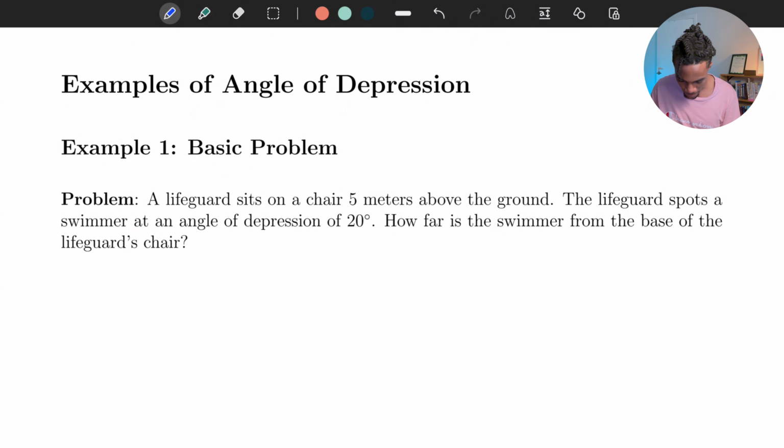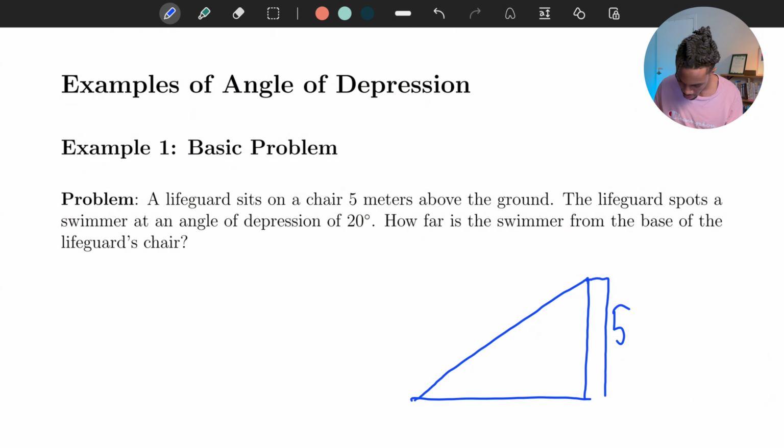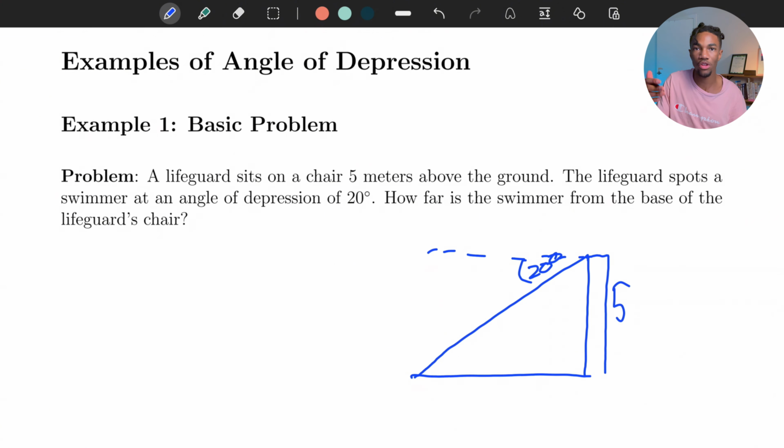Angle of depression. All right, so a basic problem. A lifeguard sits on a chair 5 meters above the ground. So this is him, this is his chair, it's 5 meters above the ground. The lifeguard spots a swimmer at an angle of depression of 20 degrees. So go across, this is 20. How far is the swimmer from the base of the lifeguard's chair? Again, angle of depression and angle of elevation are both equal, so this is also going to be 20 degrees.